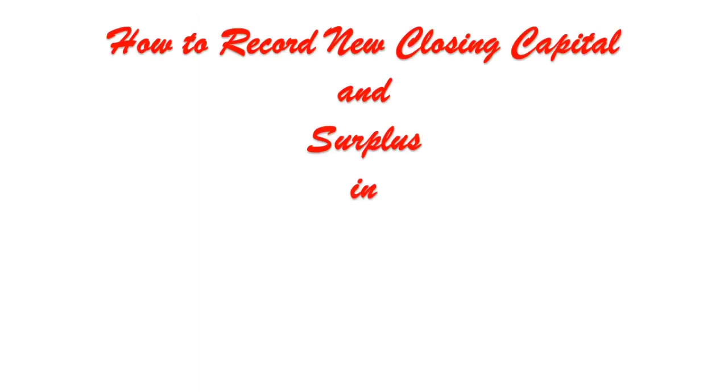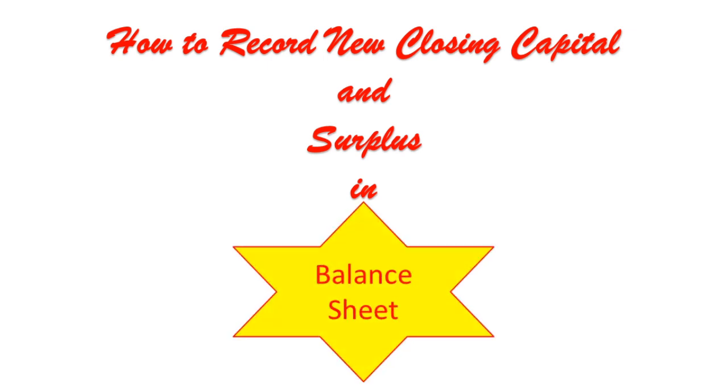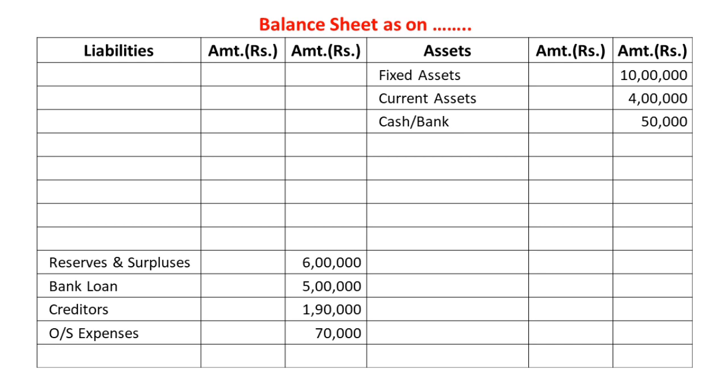Now the next question is how to record this closing capital and surplus in the balance sheet. It's very simple. Since partner's capital we have calculated first, which is closing capital, we'll write partner's closing capital on the liability side, mentioning the amount in the respective columns of the partners, like 36,000 of Mala, 24,000 of Nirmala and 20,000 of Vimala. Total should be sent to the outer column, rupees 80,000.